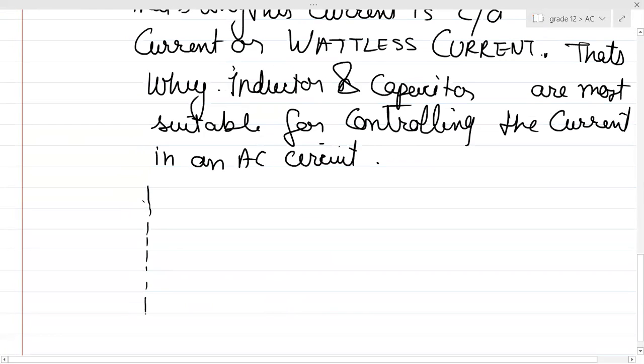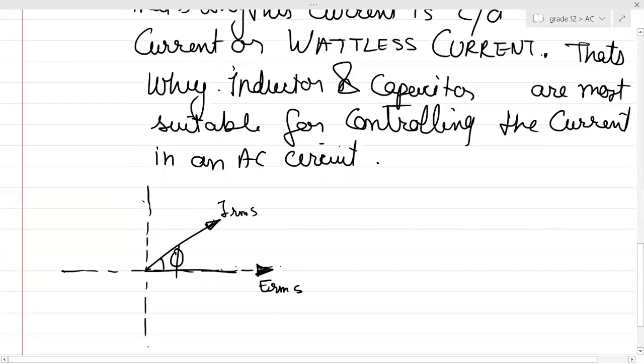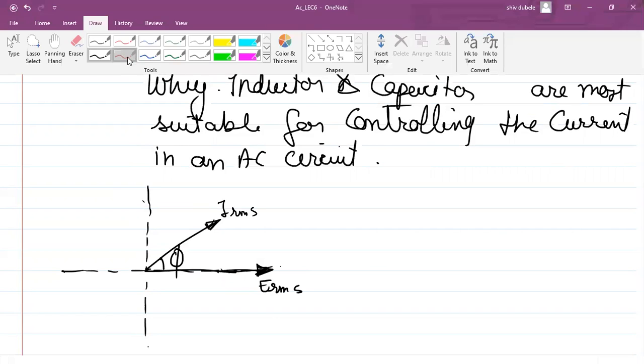Let me tell you. Suppose these are the phasors, I'll draw again. Let's say this is where the ERMS is acting, and IRMS is acting at a phase difference of phi, right? Can you see over here? I can do two things in this, guys. I can resolve this phasor into two components.